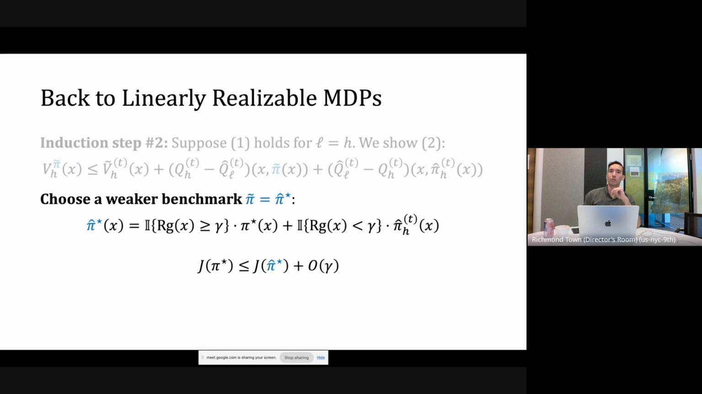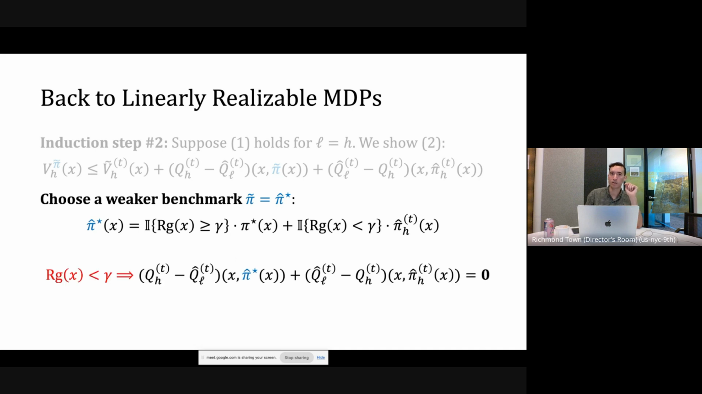Very early in the talk, I told you that if you define a policy in this way, because it doesn't matter what the policy does on low range states, your policy pi hat star is going to be almost as good as pi star. So this is good. By doing this relaxation, we're not losing much if we're happy to compare against this pi hat star. But the nice thing about choosing this pi hat star is that now whenever the range is small, the whole error here is going to be equal to 0.